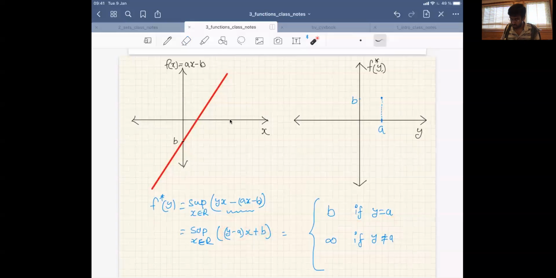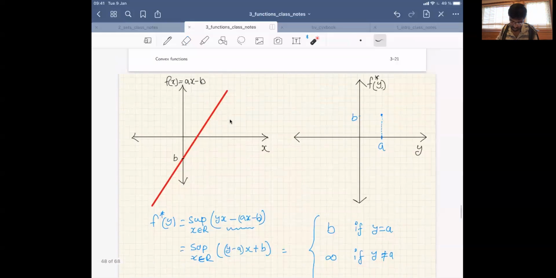Okay. If y is not equal to a, then here we have some y minus a and x term, right? X term is there. So then you have something like cx plus b. What will be the supremum value of this? So x can be anything, right? X belongs to R. So then the maximum value will be infinity, right? So that's what I wrote here, infinity. So when y equal to a, it is b. When y not equal to a, it is infinity.